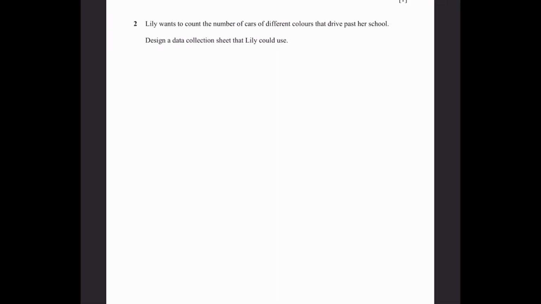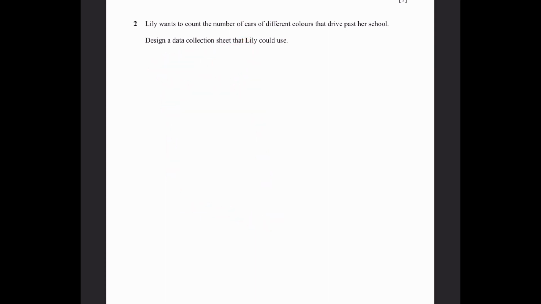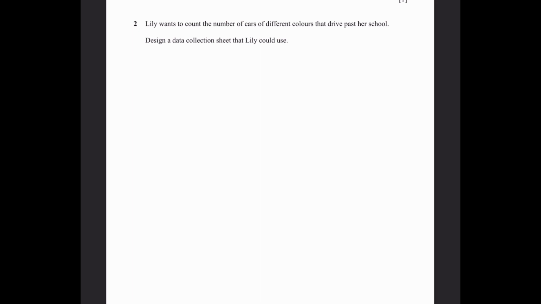Question 2. Lily wants to count the number of cars of different colors that drive past her school. Design a data collection sheet that Lily could use. First, Lily wants to find out the number of cars of different colors that drive past her school. So that means we need a column in this data collection sheet for colors, and we need some for number of cars. And why some and not just one? Because we need a tally and we need a frequency. So I'll just show you what this data collection sheet is supposed to look like.